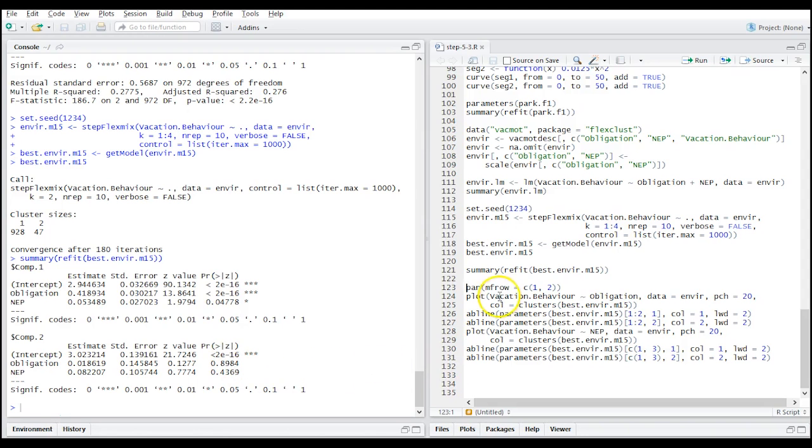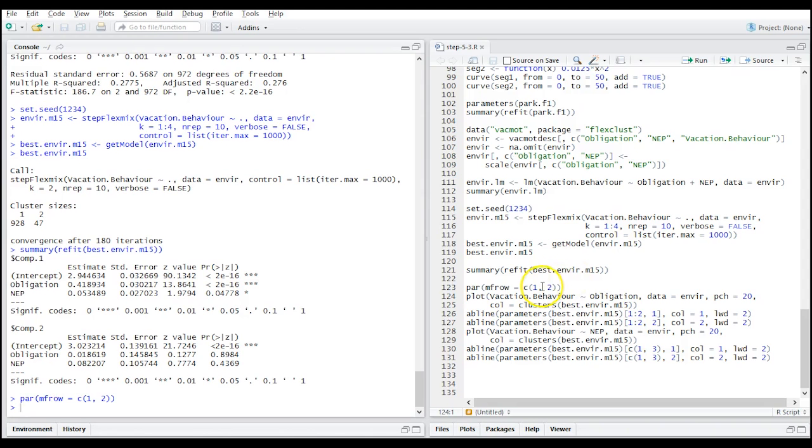Let's look at what this result means. We are plotting 2 plots on one figure, so we are saying we want to have 1 row and 2 columns, and we are plotting first vacation behavior versus moral obligation, and in the second plot we plot vacation behavior versus the NEP score, and we're using the data set. That's the point size we want to use, so we want smaller points than usual, and the color we specify depending on where our observation is assigned to.